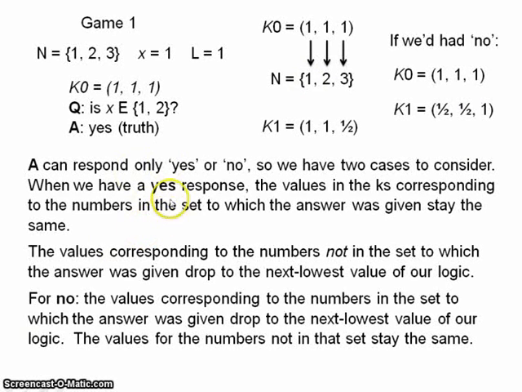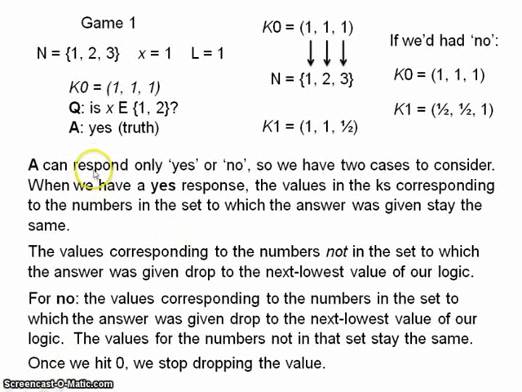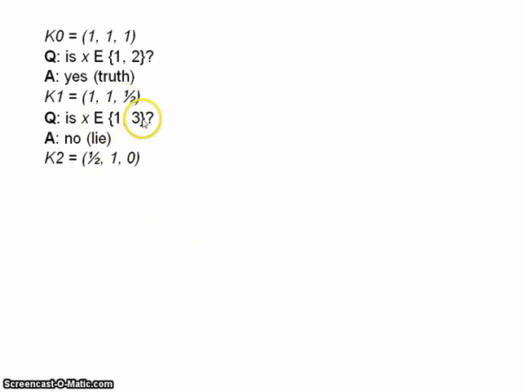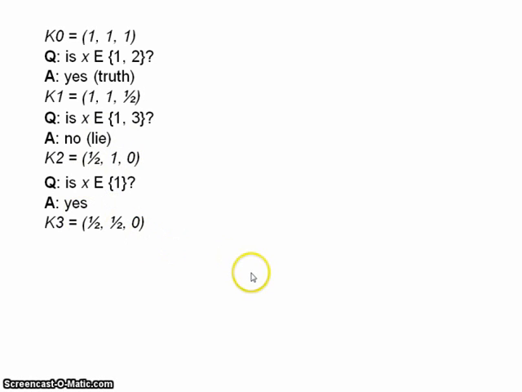One thing to note is that since 0 is the lowest value, once we hit 0 we don't drop the value anymore. 0 is as low as we go. Right, let's continue through the game. So we might say is x an element of {1, 3}, and here we have our first lie. As you can see, it drops like that, and we continue through the game.